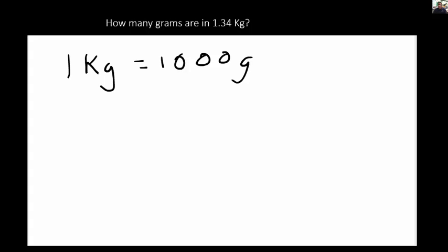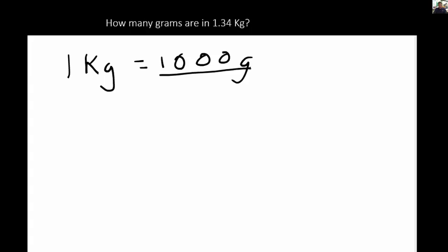Okay, from this point, all it is is math. So we're going to do some simple math. If I wanted to, I could divide both sides by 1,000 grams.